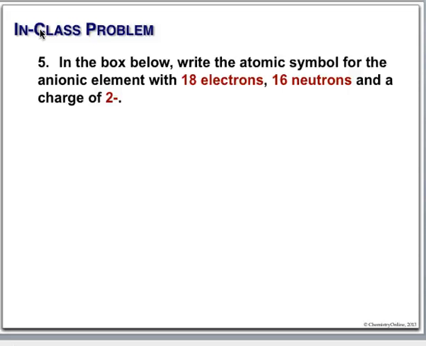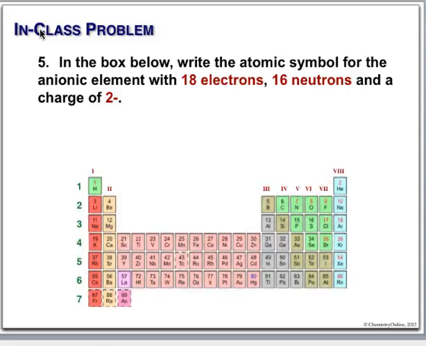Write the atomic symbol for something. Here's the key word. This is anionic. 18 electrons, 16 neutrons, charge of -2. All right, now let's think about this. It has 18 electrons. Its charge is -2. That means it has 2 extra electrons, right? So if we're looking for the number of protons, we're going to take our 18 and simply subtract 2. So we're looking at 16 protons.